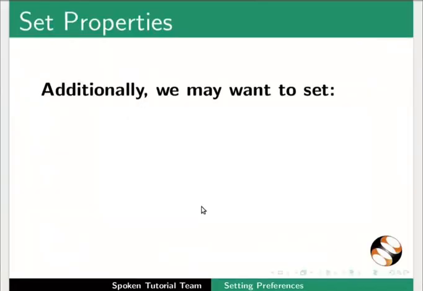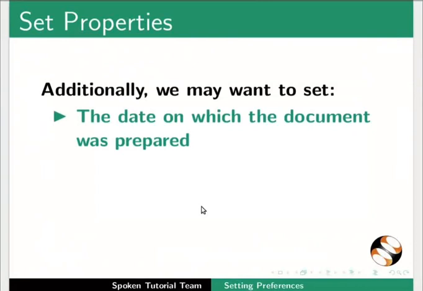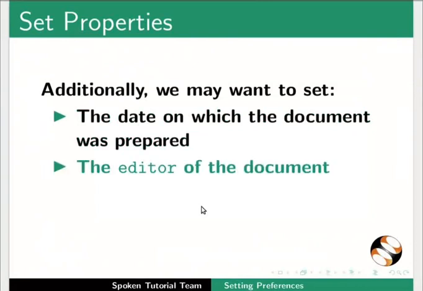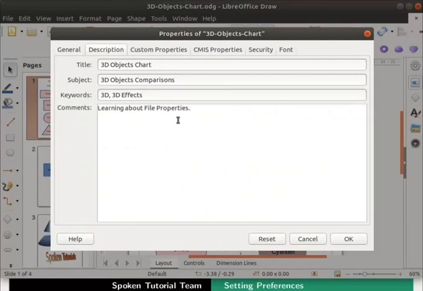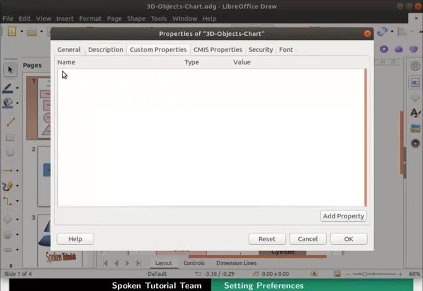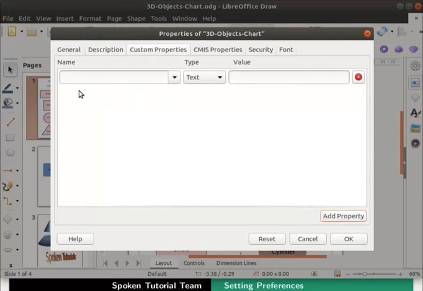Additionally, you may want to set the date on which the document was prepared, the editor of the document, the client for whom the document was prepared, etc. Draw has features that help you customize this information. In the Properties dialog box, click the Custom Properties tab. Here we see three fields: Name, Type, and Value. Let us click the Add Property button at the bottom right. We will now see drop-down boxes under each field.